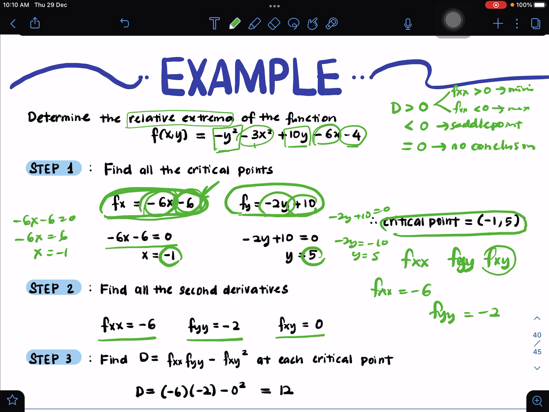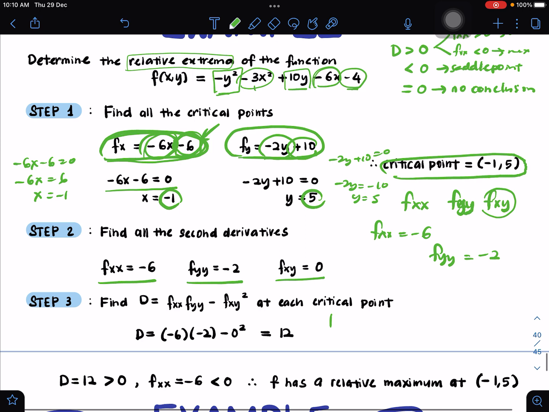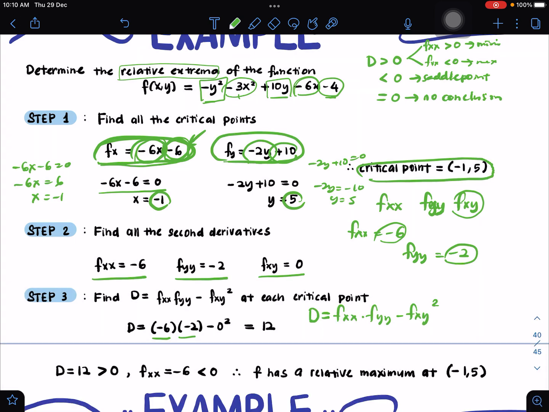And then kita masukkan dalam formula, kita nak cari D. Formulanya adalah fxx darab dengan fyy tolak dengan fxy kuasa 2. So fxx kita adalah negatif 6. Okay, darab dengan fyy negatif 2. Tolak dengan fxy kosong kuasa 2.